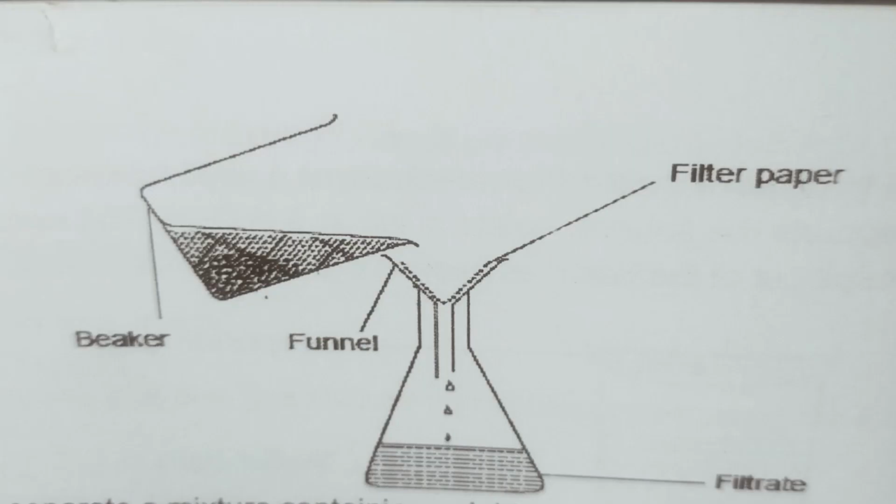The setup below shows the filtration process, whereby we have the filter paper folded and placed on top of the filter funnel, and then the filter funnel is placed on the mouth of a conical flask. Now the solution of water and the insoluble solid, which could be sand, is poured on top of the filter paper, whereby the water particles will sieve through as a filtrate, while the sand will remain on top of the filter paper as a residue.